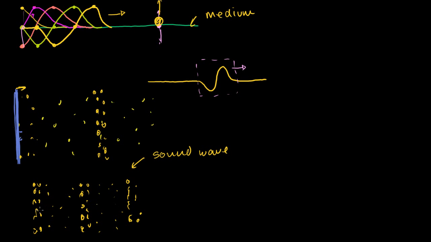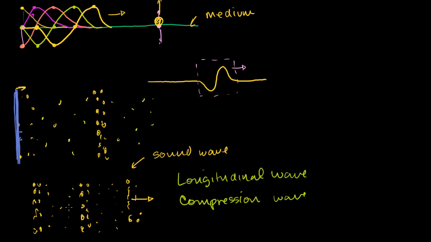And this type of wave, where the direction of the disturbance is along the same axis as the direction in which the wave is traveling, is called a longitudinal wave. So sound waves, sound through air, they're longitudinal waves. Sometimes called a compression wave, same thing, because it's caused by compression.